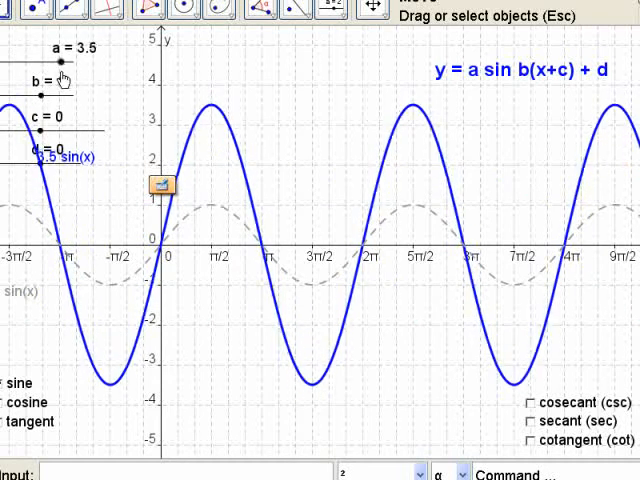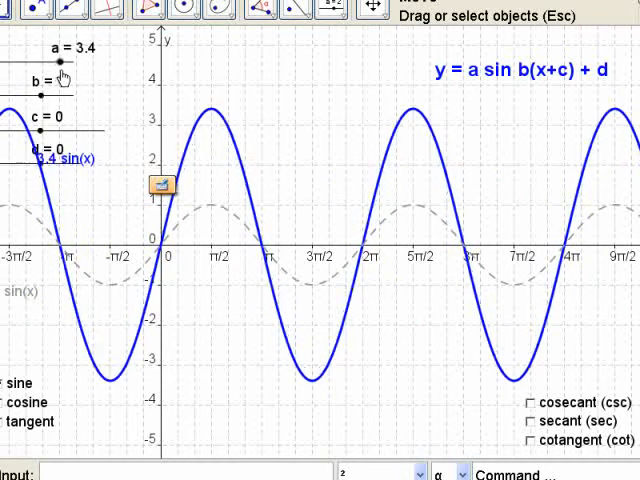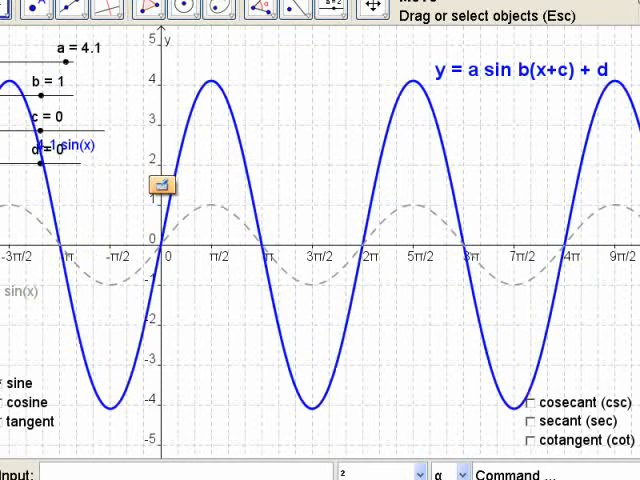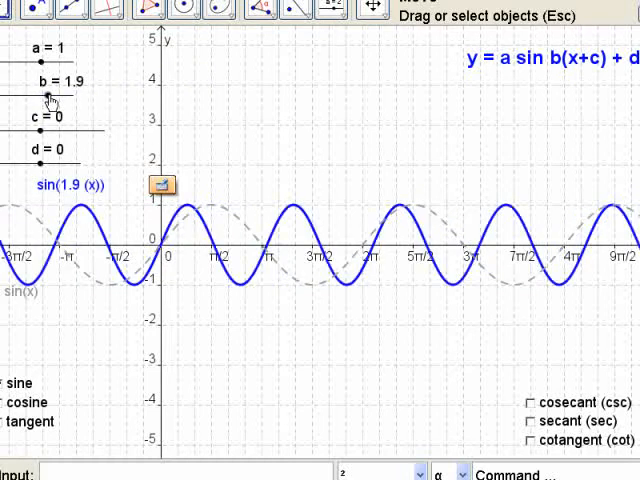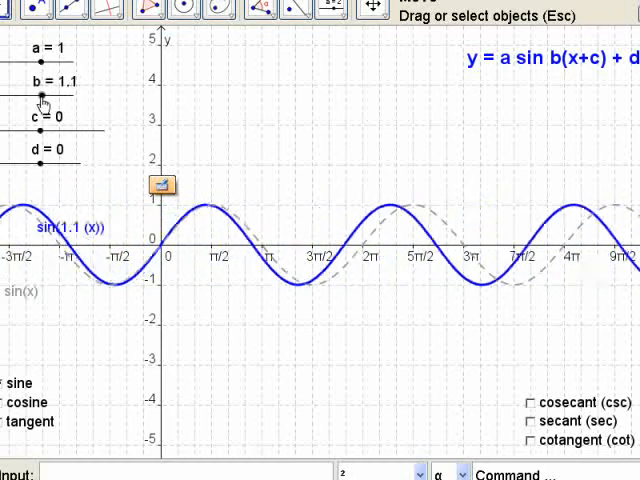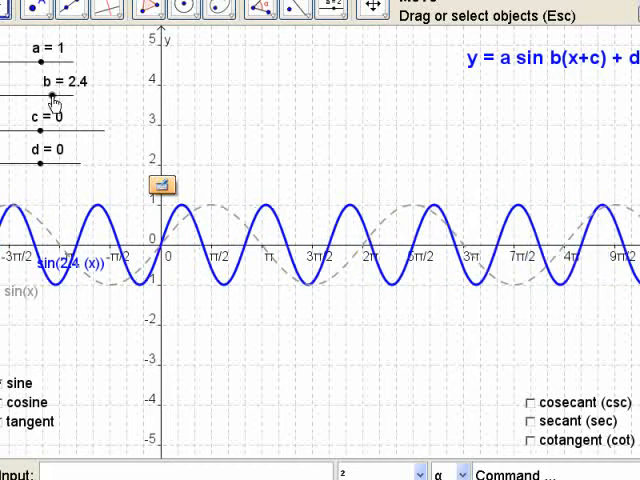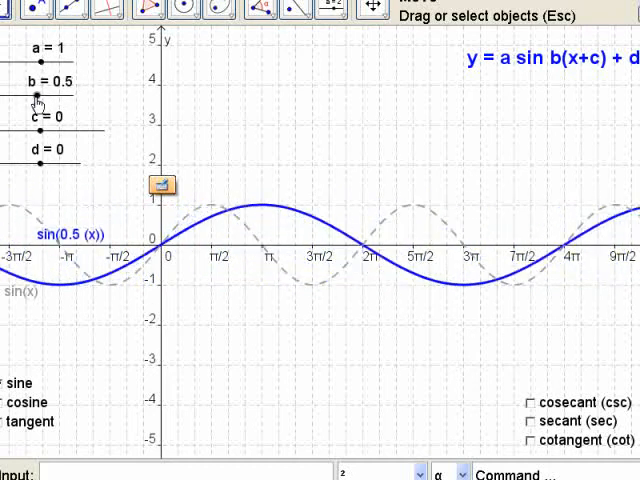Okay? The amplitude changes. Amplitude's the distance from the center to the top, or center to the bottom, one of the maximums or minimums. The second value, B, is the one we're going to look at in this tutorial, is the one that changes the period of the thing. Okay, the period is the length of one complete cycle. If you put a number in there, that changes the period.